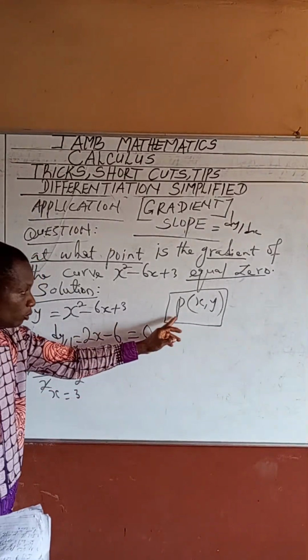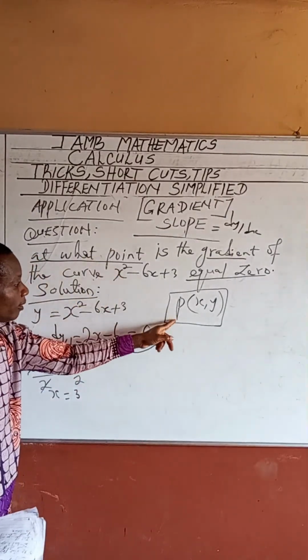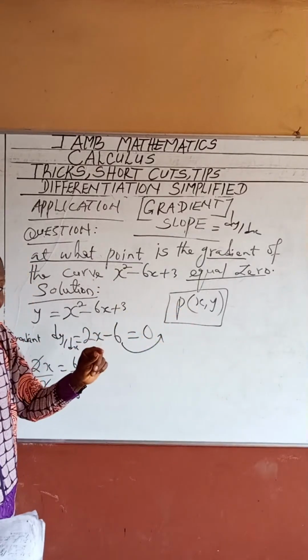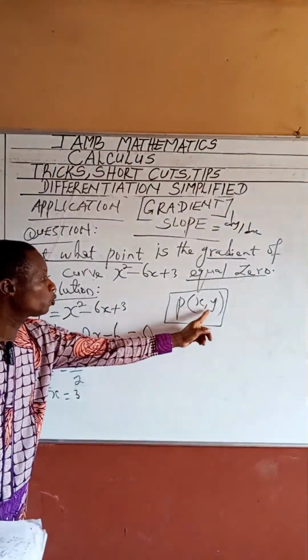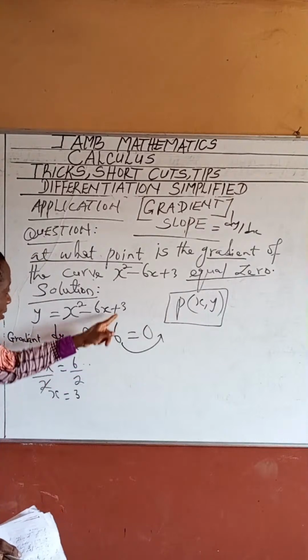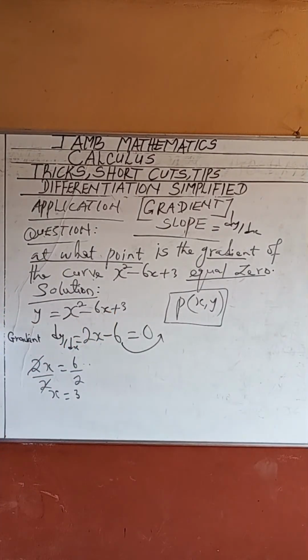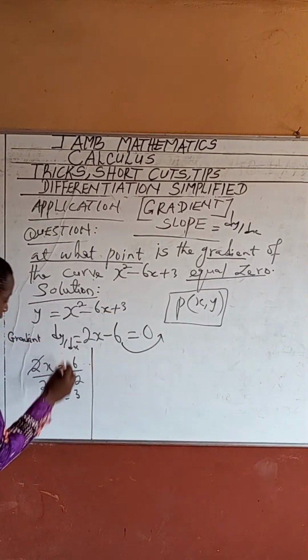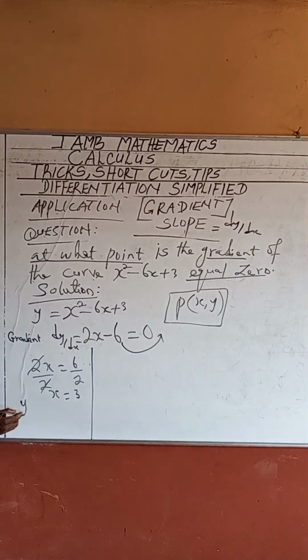We are looking for the point P. So we have gotten the x coordinate of point P. Now we want to find the y coordinate from here. By substitution, we can substitute now. We already know that y is equal to x. So let's substitute directly here: y equals x squared minus 6x plus 3.